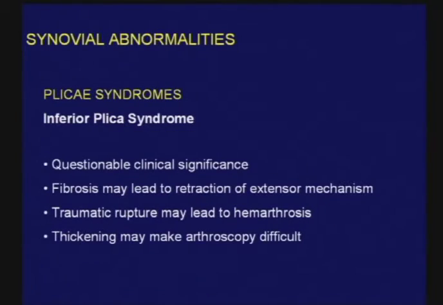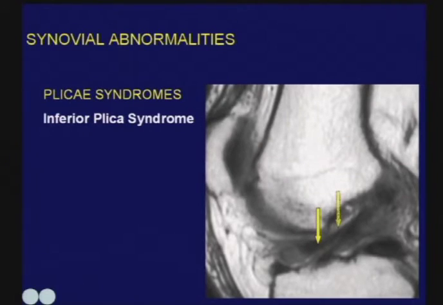And the inferior plica syndrome, again, not entirely clear what it does, but some people think that when it's thick and fibrotic, it leads to retraction of the extensor mechanism. There are reports of injury to this. There are one or two articles in our literature that have talked about how this plica may become torn, and it does make arthroscopy more difficult. Here's an example of a very, very thick ligamentum mucosum lying just in front of the anterior cruciate ligament.